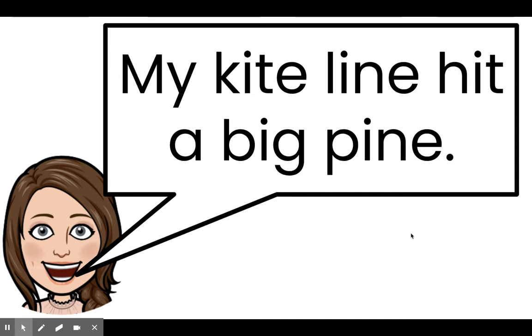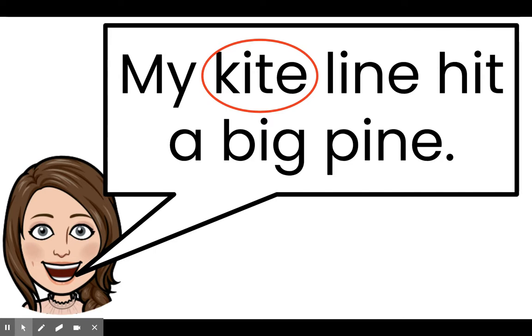Good reading. I could hear a lot of long I sounds in here. Point to the first word with the long I sound using our pattern with silent super E. If you're pointing to this word, kite, you got it. That is the word kite. Read it with me. Kite.